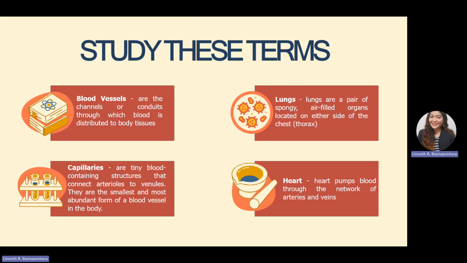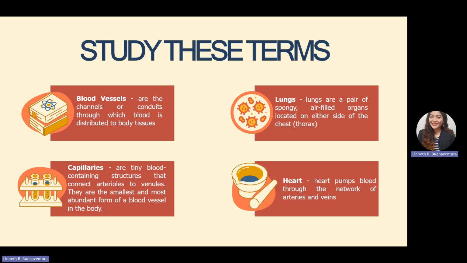So here are the terminologies that you should be familiarized with. First is the blood vessels. Blood vessels are the channels or conduits through which blood is distributed to body tissue. Second is lungs. Lungs are a pair of spongy air-filled organs that are located on either side of the chest or our thorax. We have the capillaries.